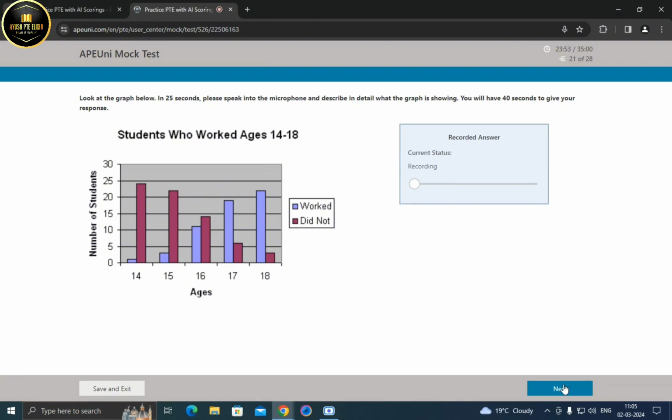The represented bar graph represents the students who worked from ages 14 to 18. I can see different numbers from 14 to 18 with the ages and the numbers of students from 0 to 30. Moreover, I can see some categories like worked and did not. Apart from that, there are some colors used like black, white, red, and purple. Overall, this image was about students who worked ages 14 to 18.